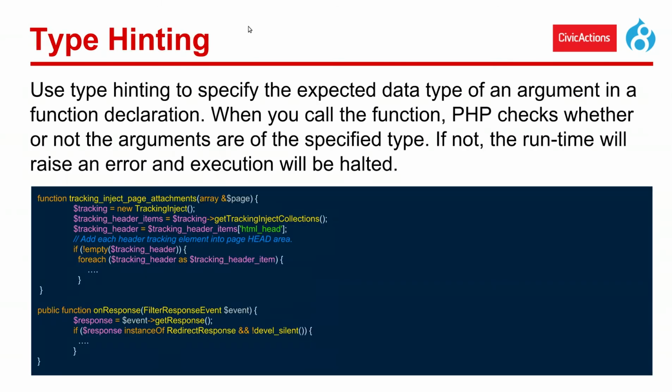So it's not really hinting because it's mandatory. Right, once you're type hinting, it's mandatory. Really strong. Maybe 5 years ago, type hinting was optional. It was a suggestion just for you to see and know what was expected there. But now it's mandatory, and PHP checks for it. So in the first one, it's expecting page to be an array, and in the second one, it's expecting it to be a FilterResponseEvent. It could be vague though, right?